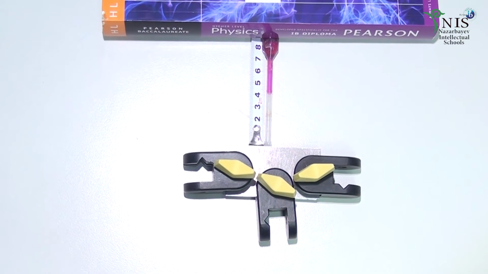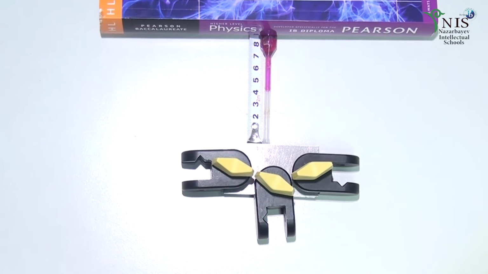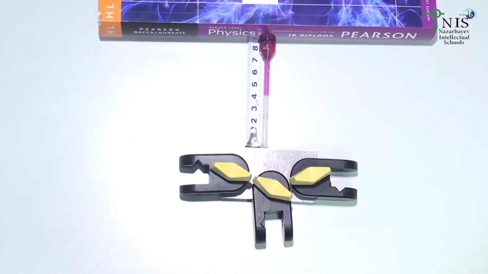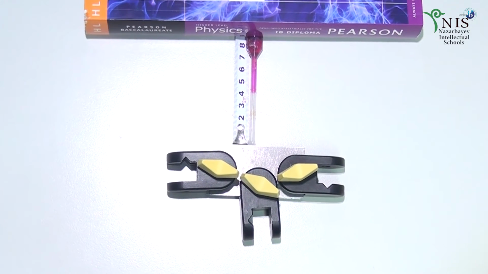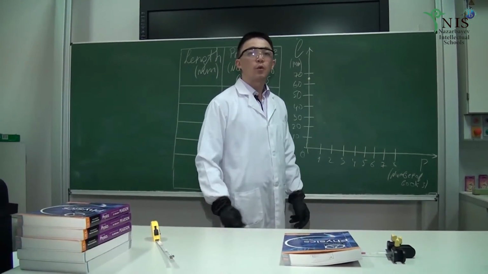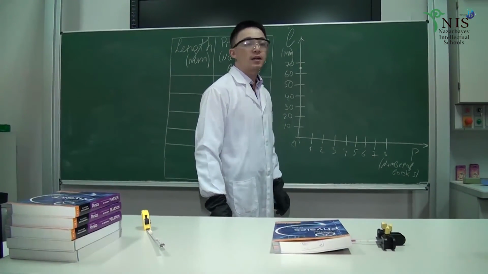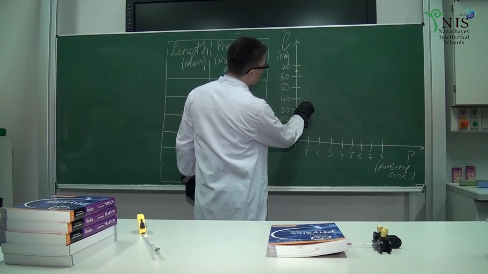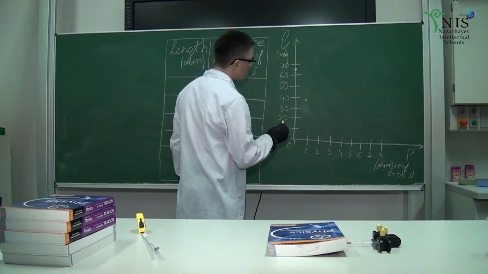Now we add one book as a pressure, and we can see that as pressure increased, the volume inside the pipette decreased, and now it's approximately equal to 40 millimeters. So when we placed one book on one side of the pipette, the length of empty space was 39 millimeters. So one book, 39 millimeters. It's our second dot of our line.